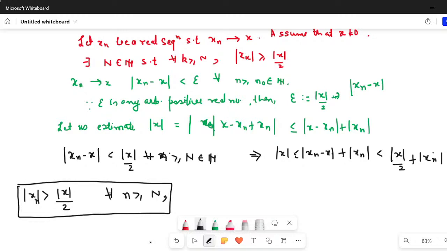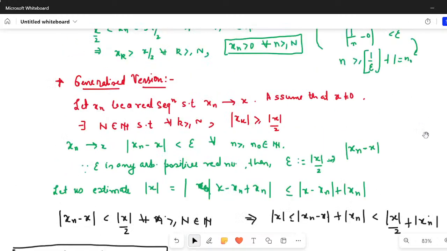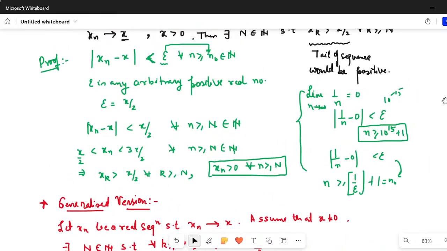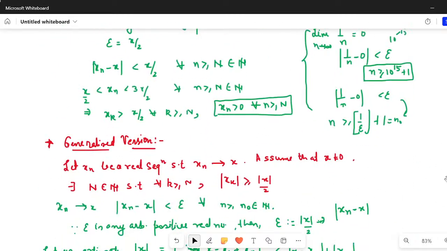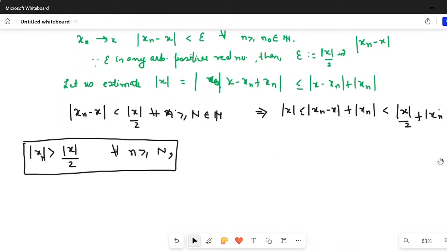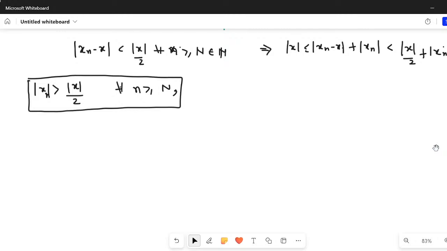I hope it is clear. This is a more generalized version of whatever I was saying above. So always remember, if xn converges to x and if x is positive, then there would exist some natural number beyond which xn would be greater than x by 2, or in other words the tail of the sequence would be positive. Precisely here in this particular case, the more generalized way of saying it would be this. I hope it is clear. If somebody is watching, please let me know yes or no, otherwise I will move forward.